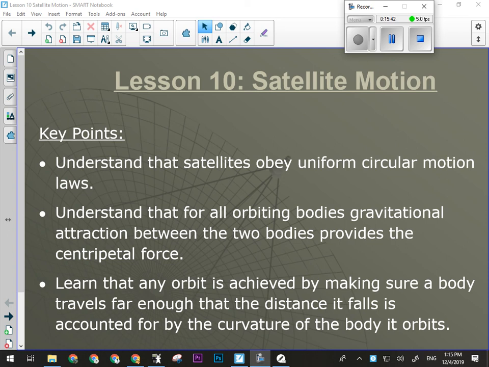So, things we need to understand. Satellites obey the laws of uniform circular motion. That means that their speed in orbit does not change. It is constant. Obviously, the velocity changes because they're moving in a circle. The direction's always changing, but we're back to uniform circular motion. This is not a vertical circle. It's a horizontal circle, or uniform.